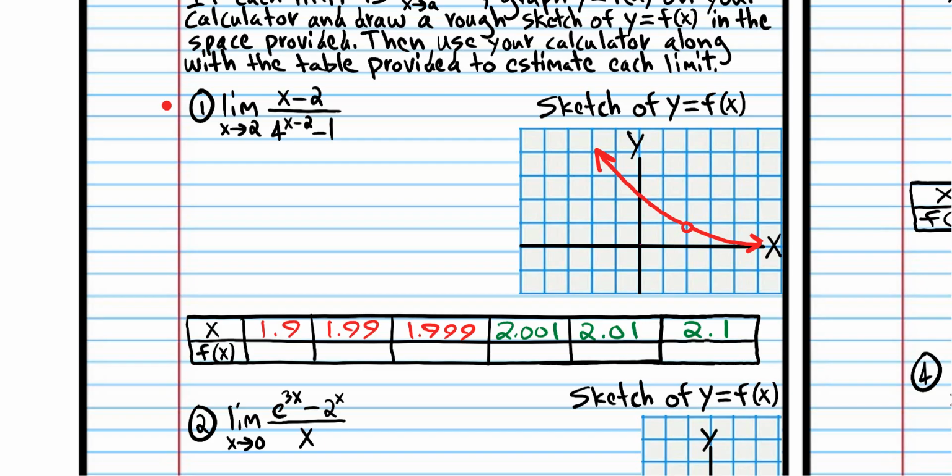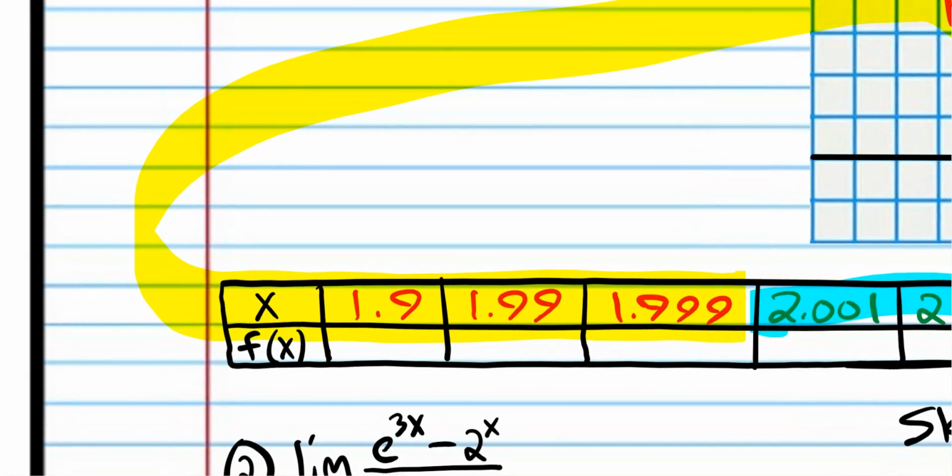And what we're going to do is approach x equals 2 from the left, and we're going to approach x equals 2 from the right. So I want you to enter 1.9 and then press enter. And you'll notice that at the bottom right of the screen it says 0.7725.